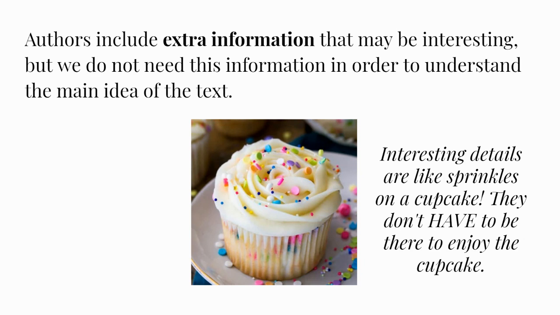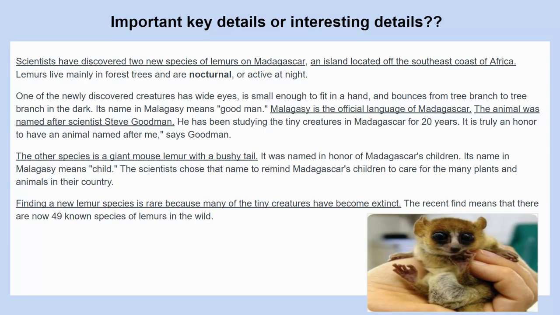Key details are what we have to have in order to understand the main idea that the author is trying to tell us. Today, we're going to be reading this text and we're going to be looking at the underlined details. And we're going to decide whether we have to have these details, whether they are key details, or if they're just interesting details, ones that we don't have to have in order to understand the main idea.